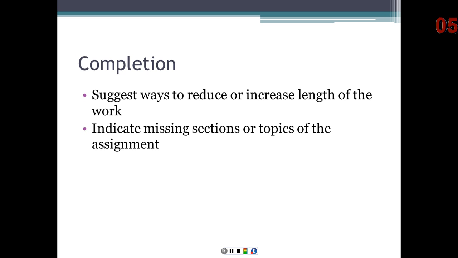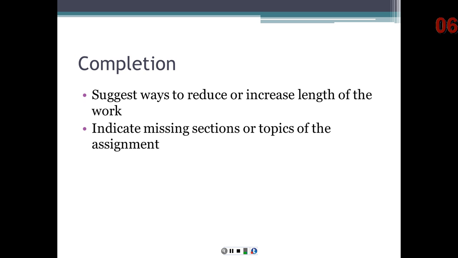Or you may say, if you take out the paragraph on page 3 about so-and-so, that would reduce the length to the required page count. So give very specific ways to help the student in their revision process. Be effective with that.